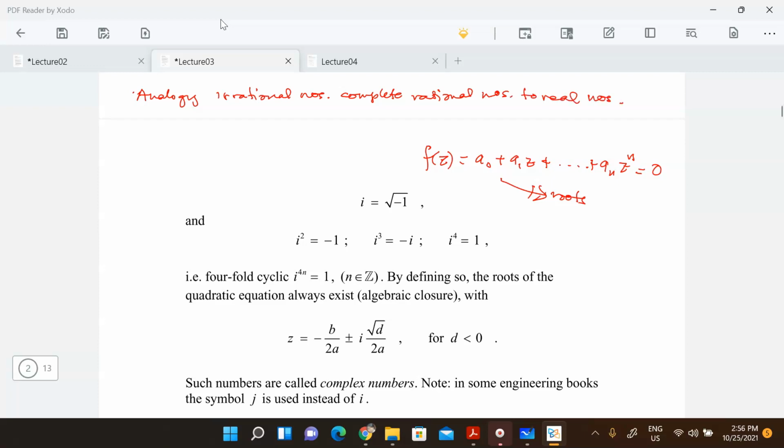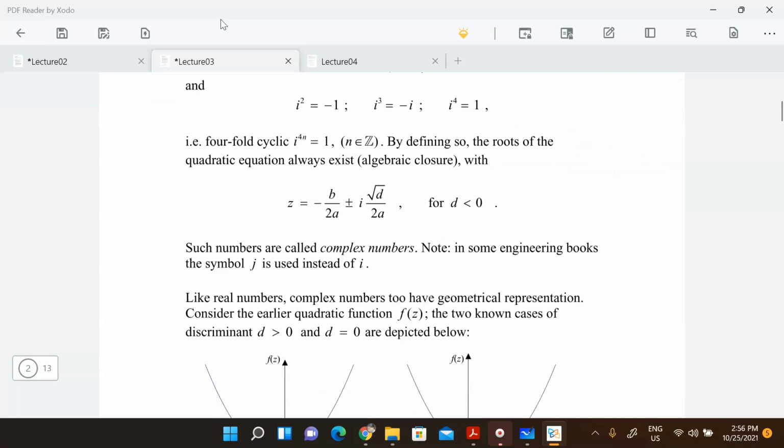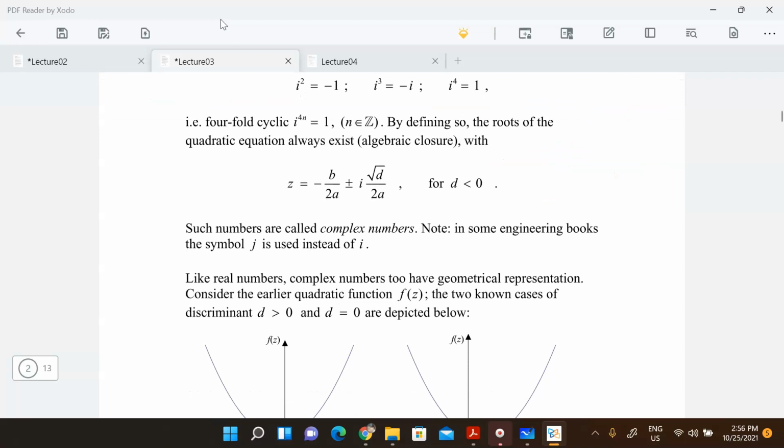In the same way, previously you had difficulty finding roots if you didn't allow the negative discriminant. Here the complex numbers are called the algebraic closure, just like the case of the real numbers. It's a different kind of closure. So this sort of completes the real numbers in the algebraic sense.